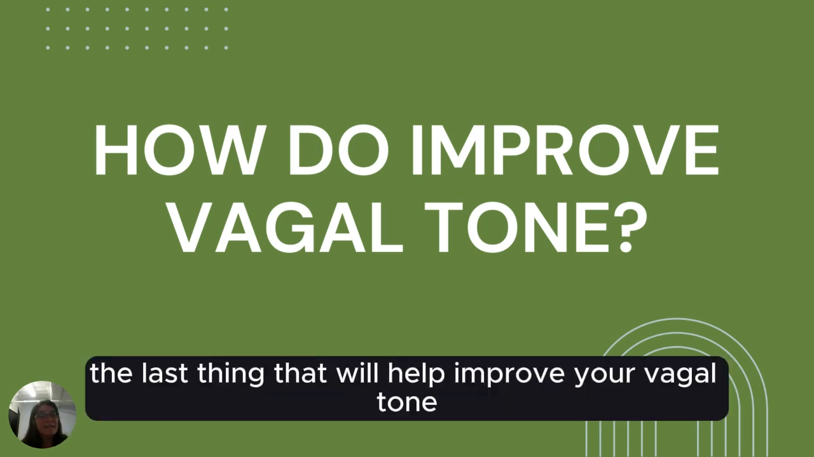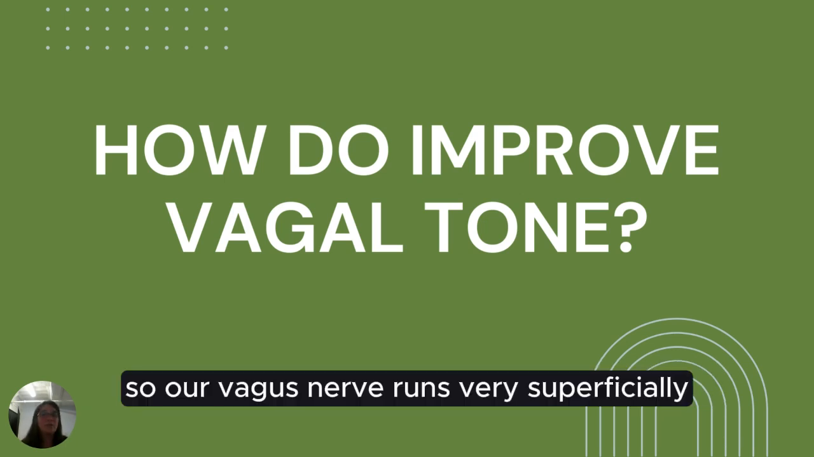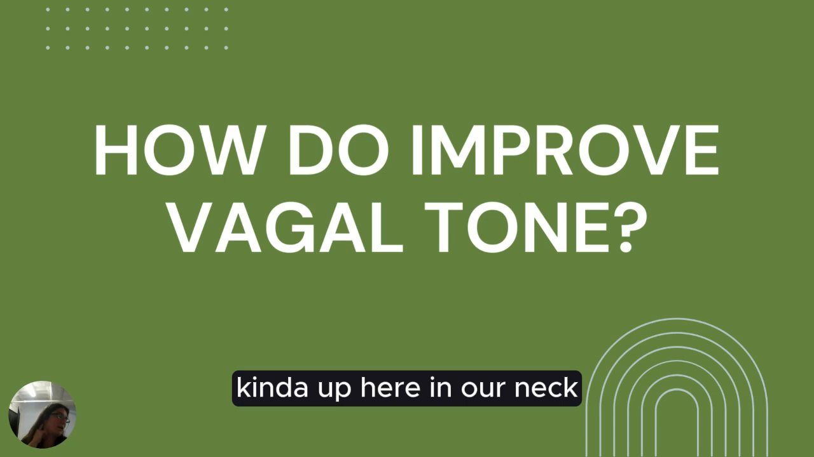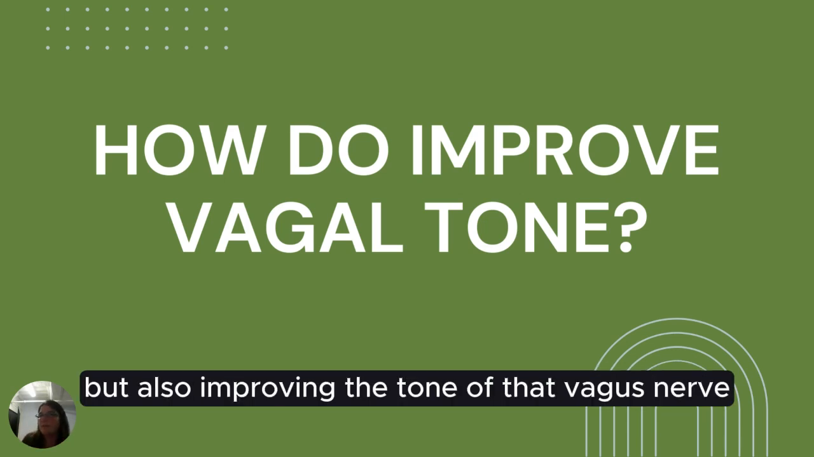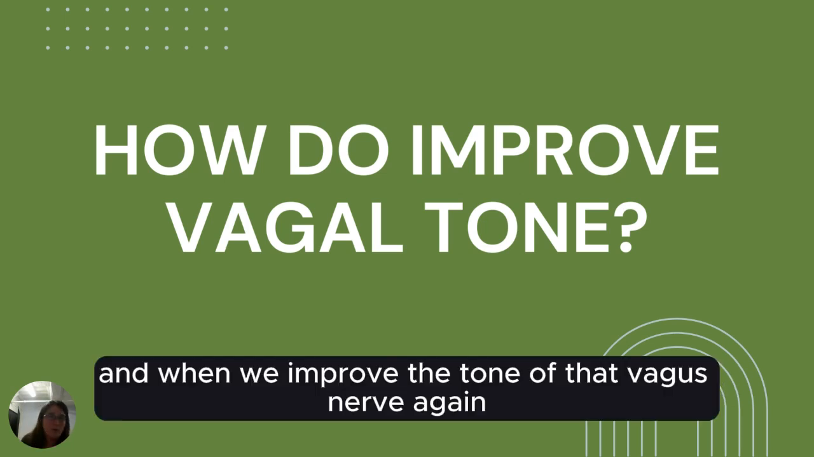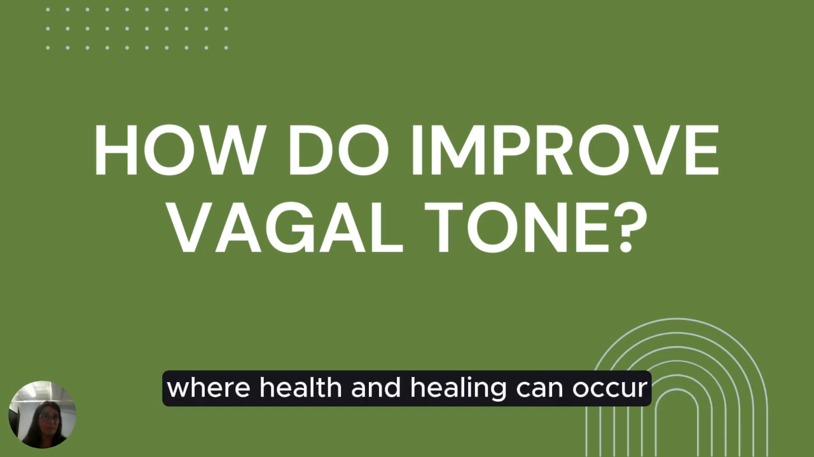And then, of course, the last thing that will help improve your vagal tone is to get adjusted. Our vagus nerve runs very superficially, kind of up here in our neck. So when you get adjusted, not only are we improving how your body's moving, but also improving the tone of that vagus nerve. And when we improve the tone of that vagus nerve, again, it helps your body get to that state of ease where health and healing can occur.